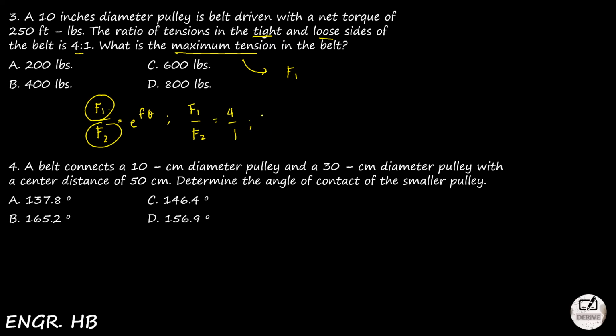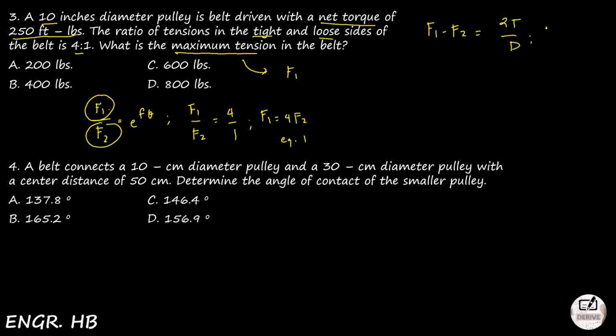Pwede nating sabihin na F1 is equal to 4F2. So our equation 1. So paano natin makukuha si F2 para makakuha ng F1? We all know na meron tayong given na net torque of 250 foot-pounds. Meron din tayong 10 inches diameter na given. And we all know that F1 minus F2 is equal to 2T over D.